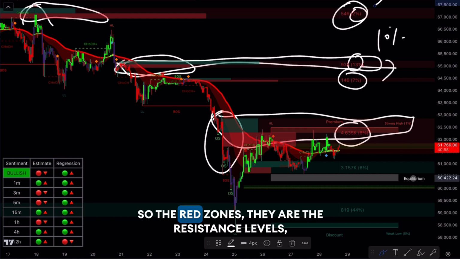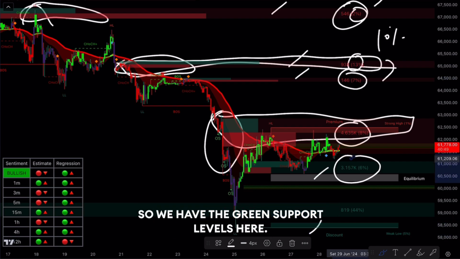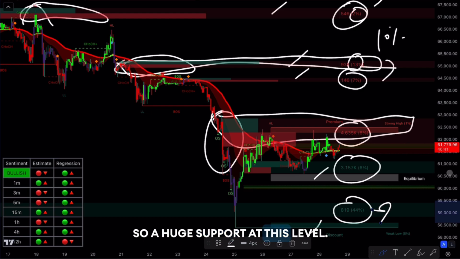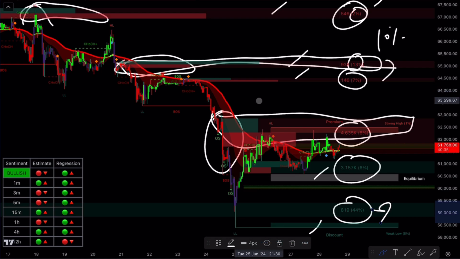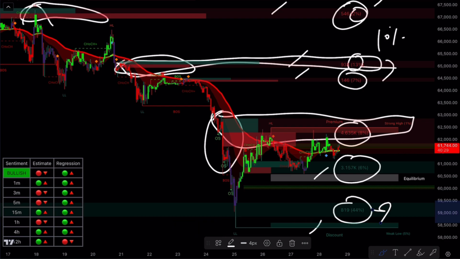So the red zones, they are the resistance levels, and the green zones, they are the support levels. So we have the green support levels here. We also have a 44% support level here. So a huge support at this level. So this is how we can find support and resistance zones within our chart.